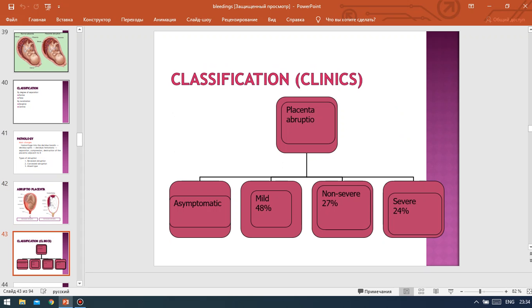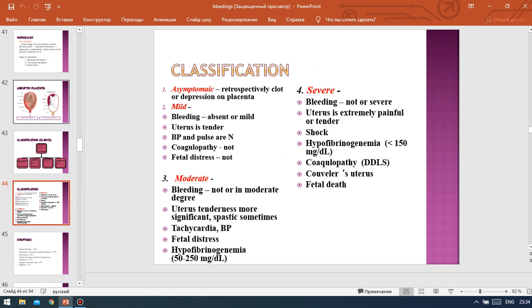Classification depends on the clinical situation. The first is asymptomatic or mild, 48% of cases, non-severe 27% of cases, and lastly severe, 24% of patients. If asymptomatic, there is retrospectively a clot or depression on the placenta. Mild: bleeding is absent or mild, the uterus is tender, blood pressure and pulse are normal, no coagulopathy, and no fetal distress.